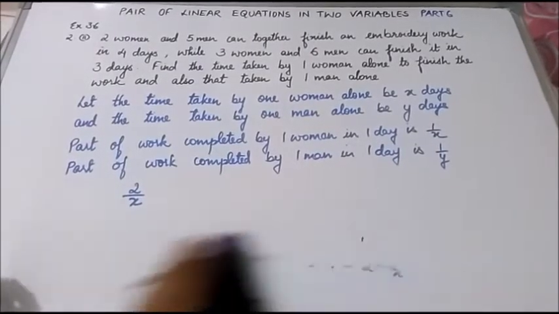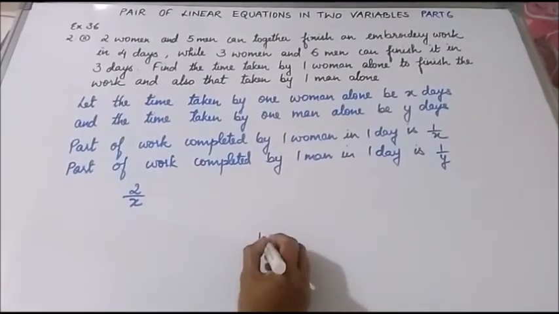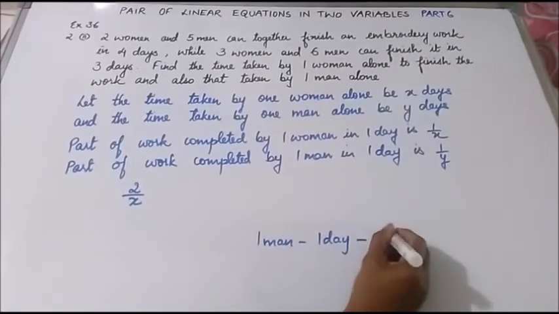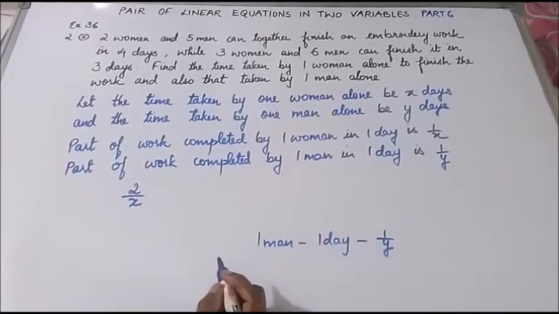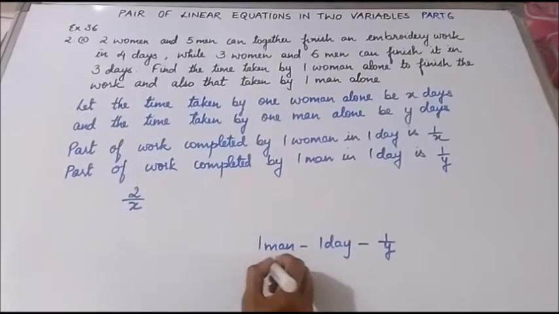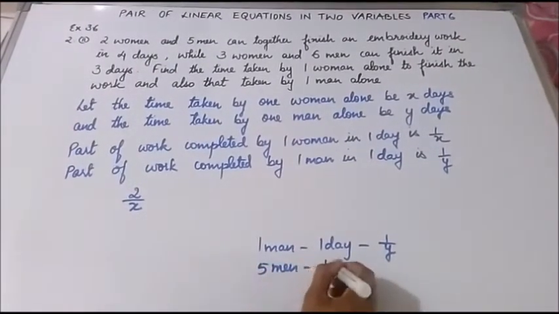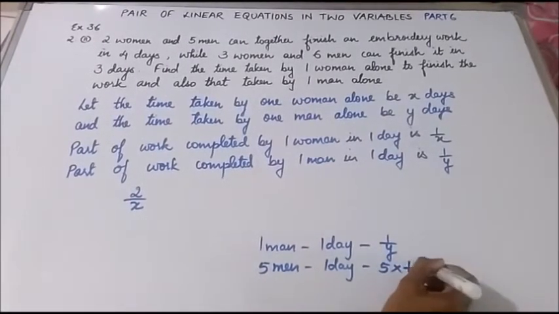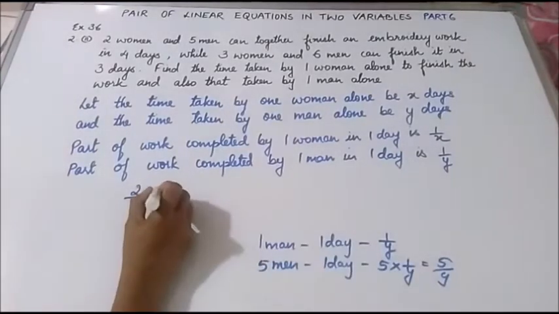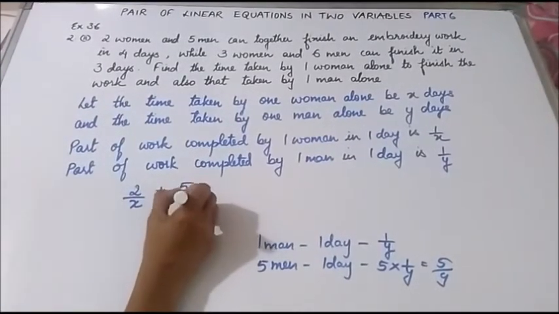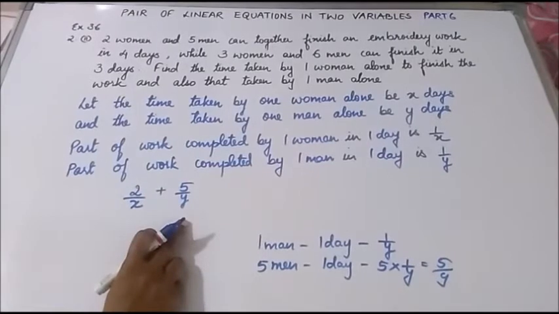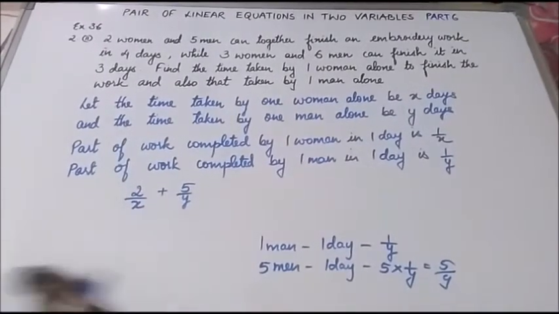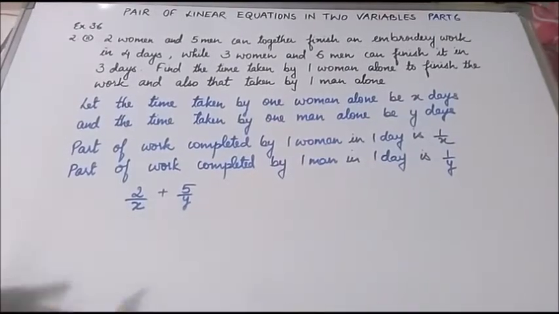Same way, 1 man in 1 day completes 1 by Y work. Now how many men are there? 5. So 5 men in 1 day will complete 5 into 1 by Y work, that is 5 by Y. Now this is the work done by 2 women and 5 men in how many days? In 1 day. Now let us see.